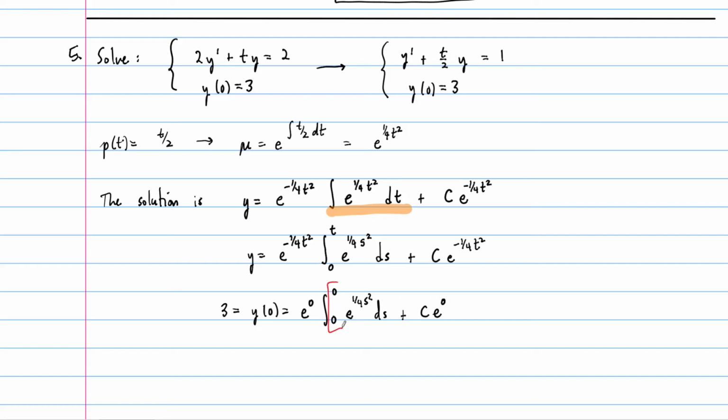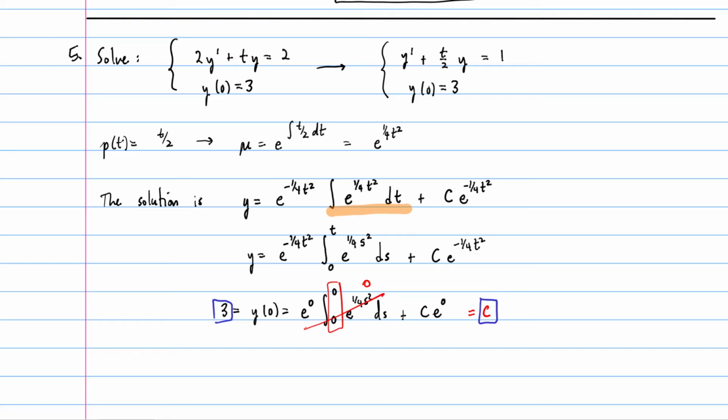This one, the integral, is from 0 to 0. So this whole term right here is gone, right? So that's 0. And then this is a 1. And so this whole thing equals just c. So then we obtain from this that c should be 3.